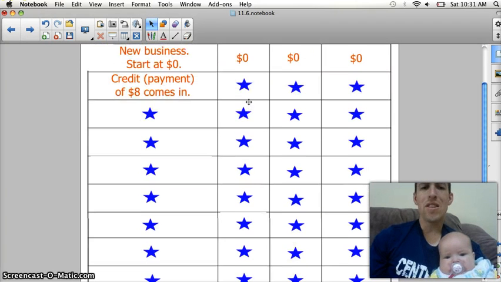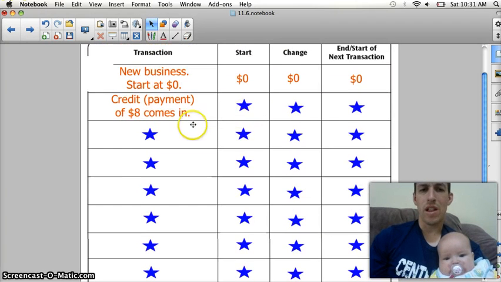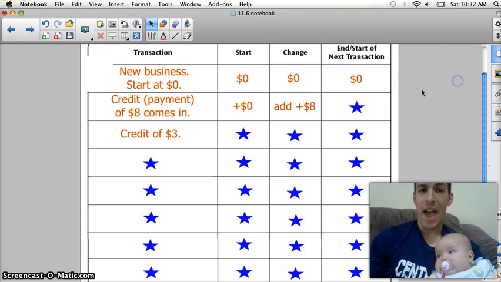So this is going to be a form we're going to do in class. And ultimately, it's going to show, hey, we have $8 comes in, so we start with 0. We're going to add 8. That's great. And we're going to have $8. We get another credit of 3. So we add $8, and we had another credit come in, and we got 3. And then we had 11.